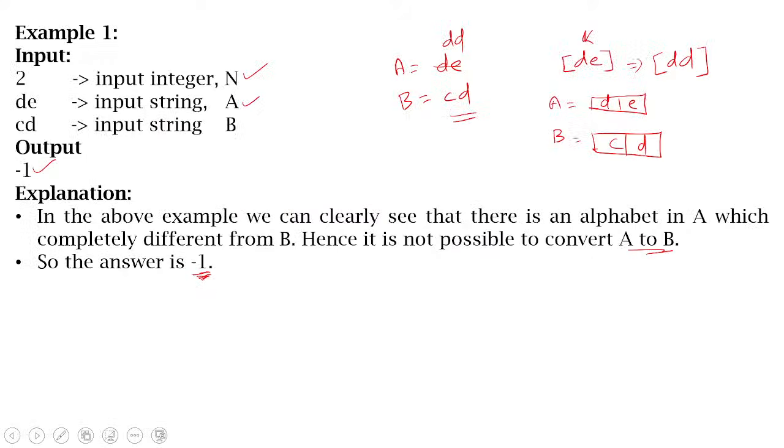Another example we have seen is DE and CD. In this case it is not possible. For example, if you take a subset of 2 elements, DE, and replace it with the smallest element, everything becomes DD. But you never get a C from this string. That's why the output is -1.